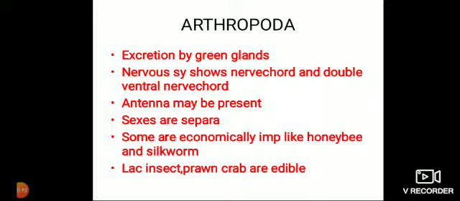Antennae may be present or absent. Those are the feelers. Sexes are separate. Male is different, female is different. That is unisexual. And in the examination, the question may come: write the economic importance of the arthropods.